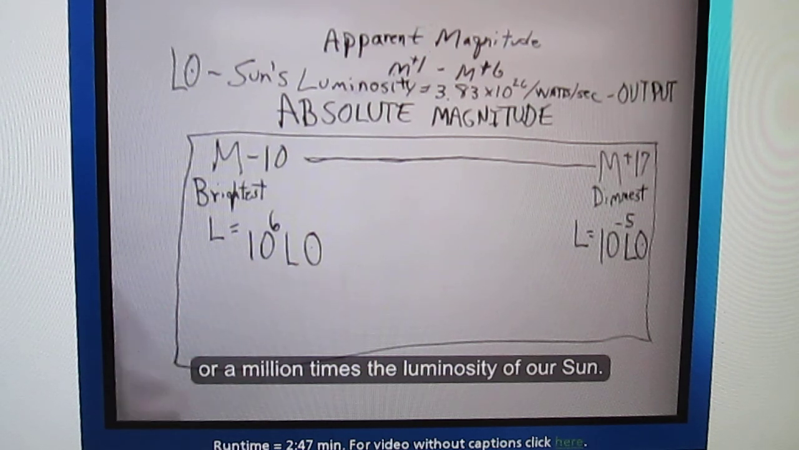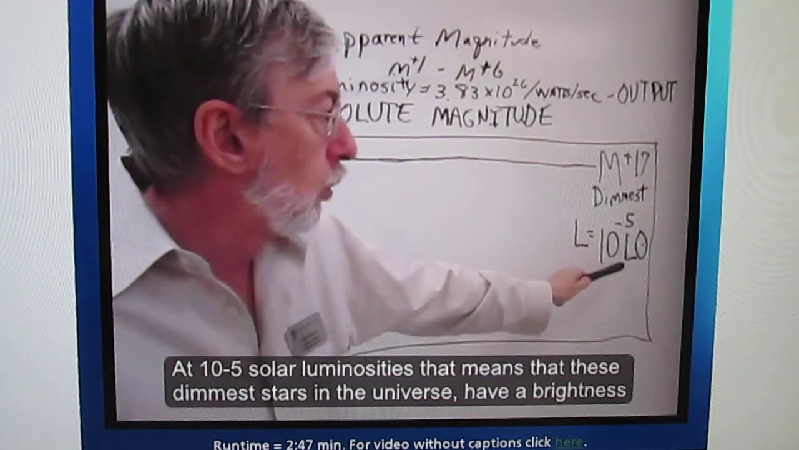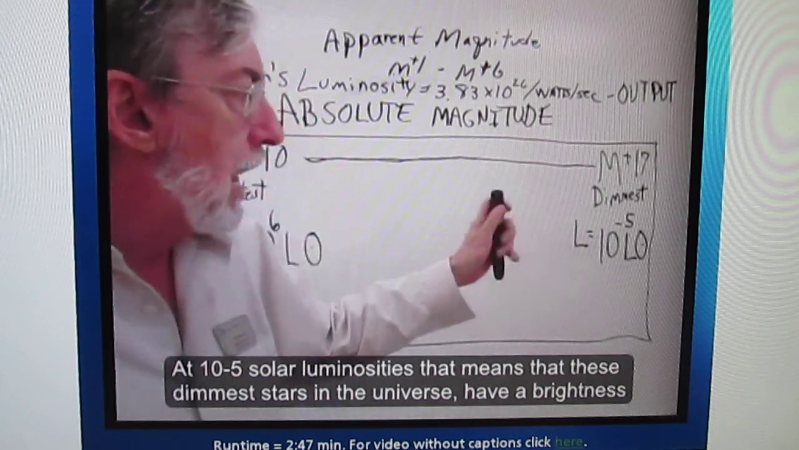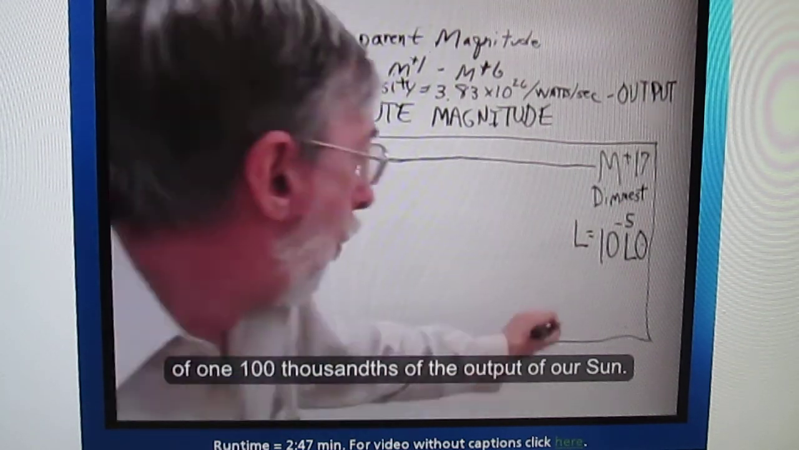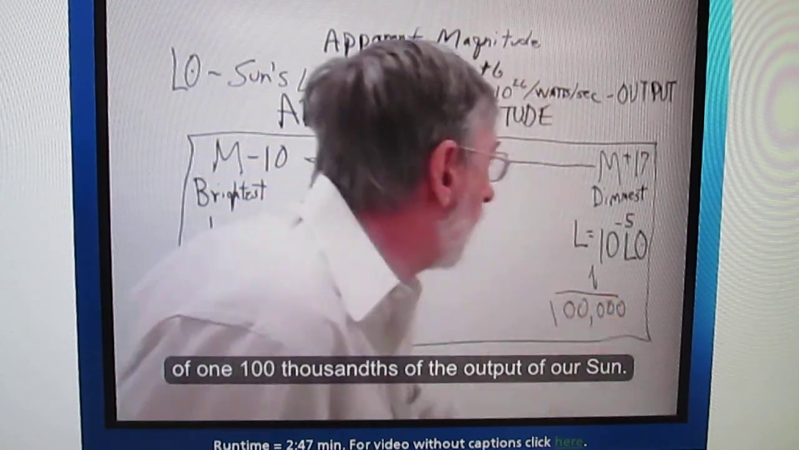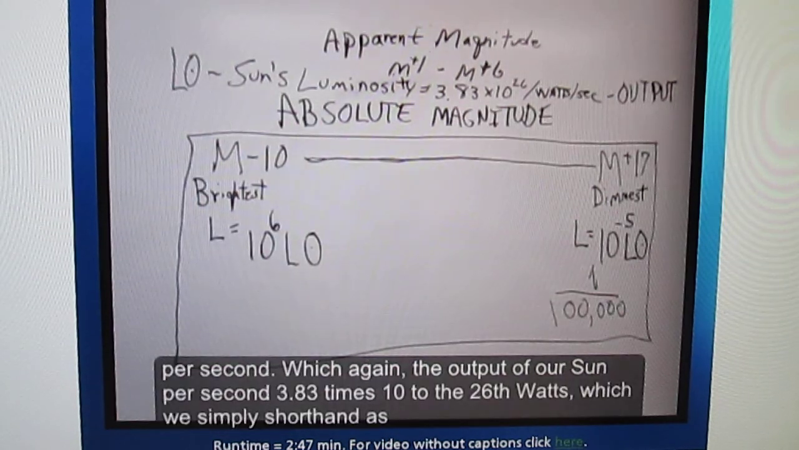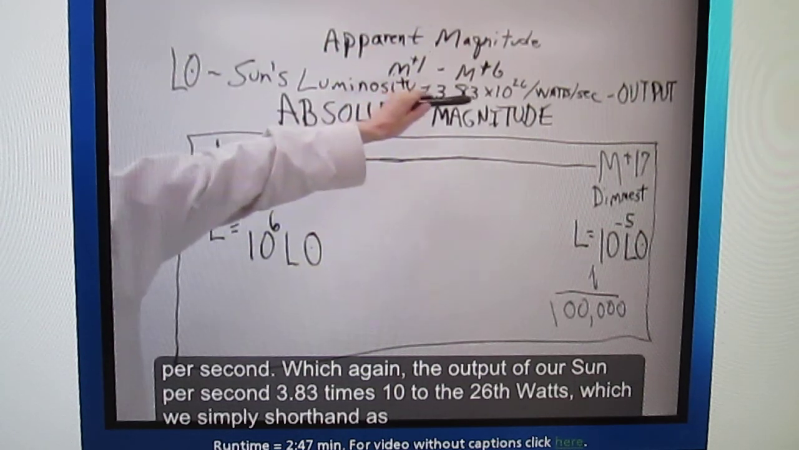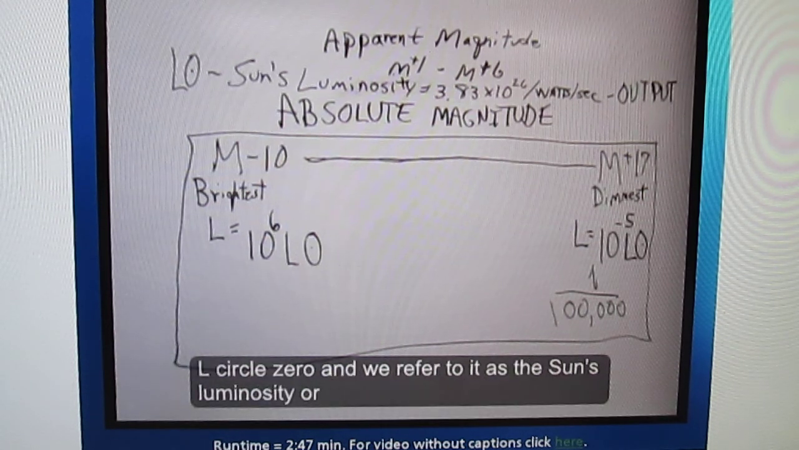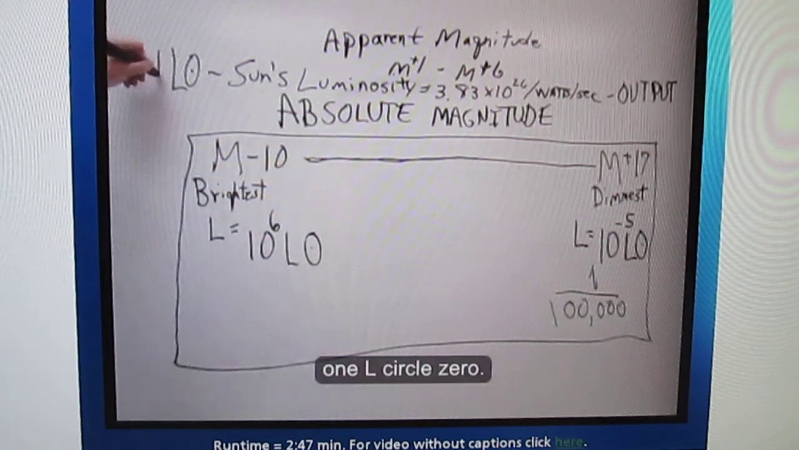At 10 to the minus 5 solar luminosities, that means that these dimmest stars in the universe have a brightness of 1/100,000th of the output of our sun per second, which again, the output of our sun per second, 3.83 times 10 to the 26 watts, which we simply shorthand as L circled dot, and we refer to it as the sun's luminosity, or 1 L circled dot.